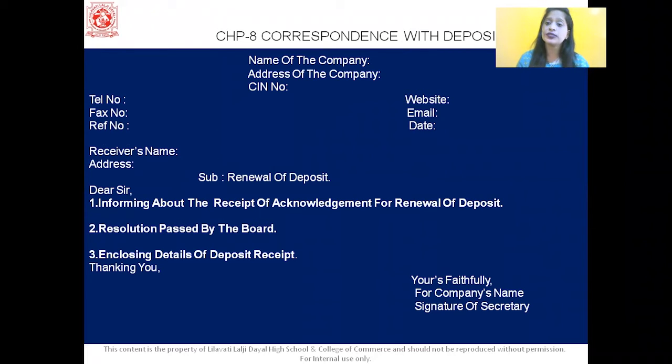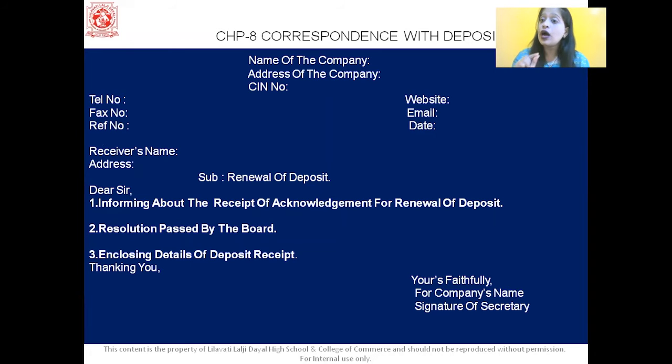So, herein, students, the secretary is saying, we hereby acknowledge the receipt of your application for renewal of deposit of rupees dash for the further period of dash. Okay, so herein the secretary is telling that we have received your application for renewal of your deposit. You have to mention the period and the amount of the deposit.